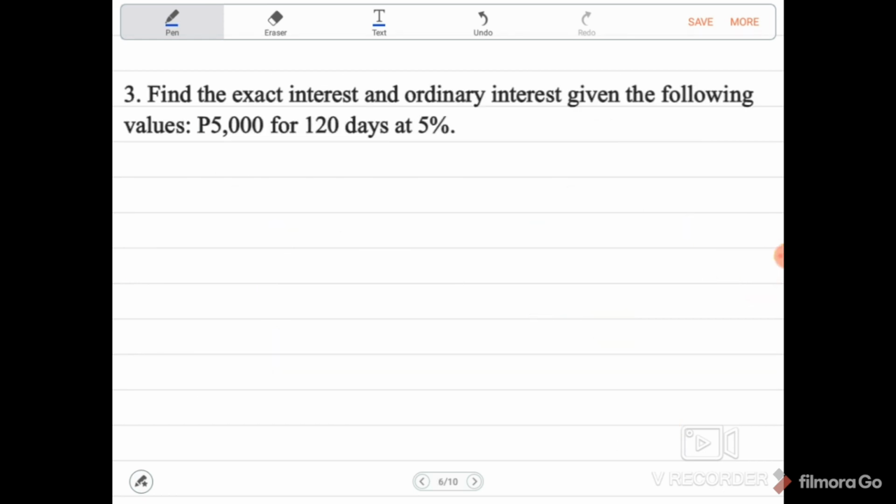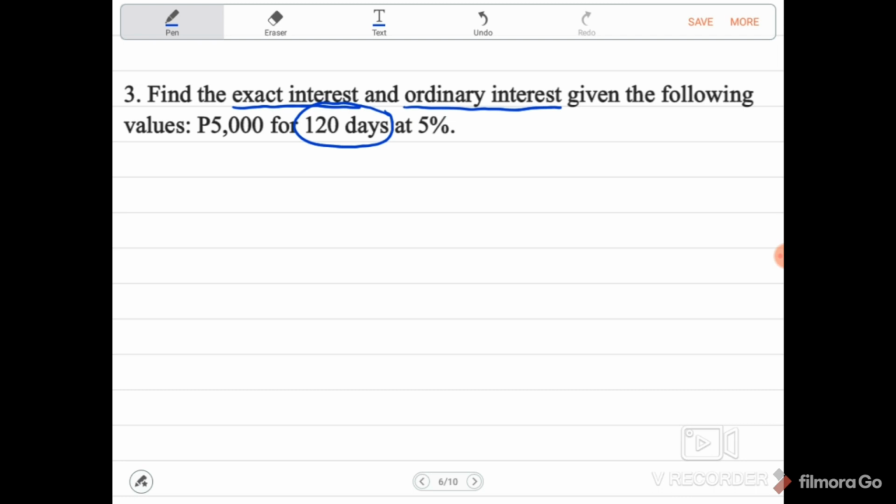Number 3, find the exact interest and ordinary interest given the following values. 5,000 pesos for 120 days at 5% rate, no? So, ang hinahanap natin dito guys, exact interest and ordinary interest. Ano ba ang pinagkaiba niyan? Ang pinagkaiba lang nito is yung time. Kasi kung mapapansin nyo, ang given na natin dito is 120 days. Before, ang given natin is months. So, yung months, ino-over natin siya sa 12 months because there are 12 months in a year, no?